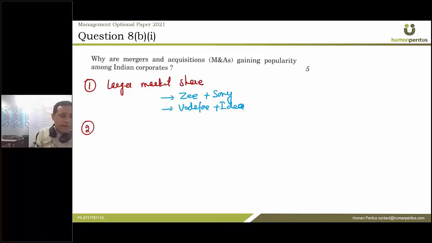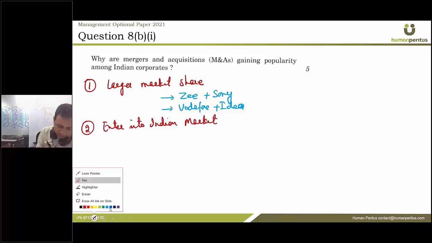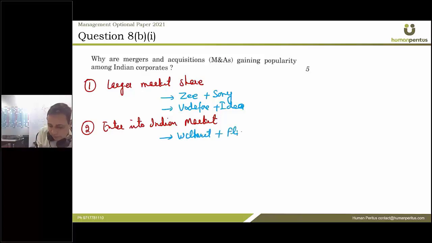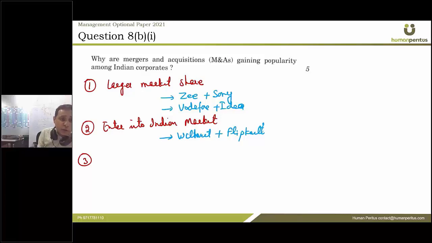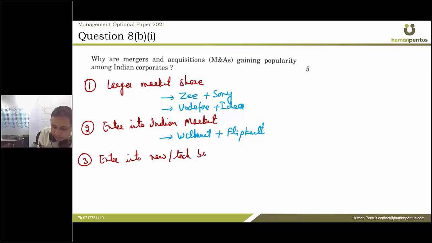The second reason why they are happening in India in latest days is that people want to enter into the Indian market. So what can be an example of this one? When Walmart acquired Flipkart. Third, sometimes companies are acquiring other companies because they want to enter into an unrelated or a new age tech business. For example, Flipkart wanted to enter into digital payments. So Flipkart acquired PhonePe.